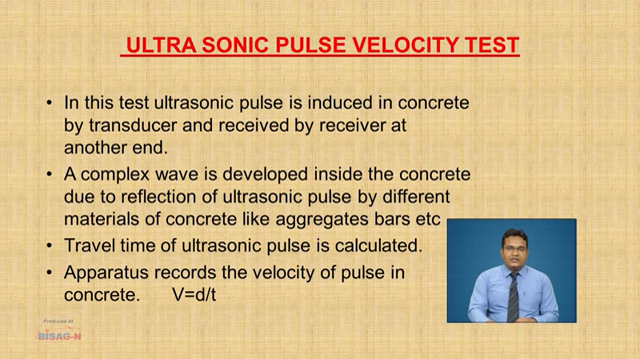The second test of concrete is the ultrasonic pulse velocity test. In this test, an ultrasonic pulse is induced in concrete by a transducer and received by a receiver at the other end. A complex wave is developed inside the concrete due to reflection of the ultrasonic pulse by different materials of concrete like aggregates, bars, etc. The travel time of the ultrasonic pulse is calculated. The apparatus records the velocity of the pulse in concrete, that is velocity equals distance upon time.